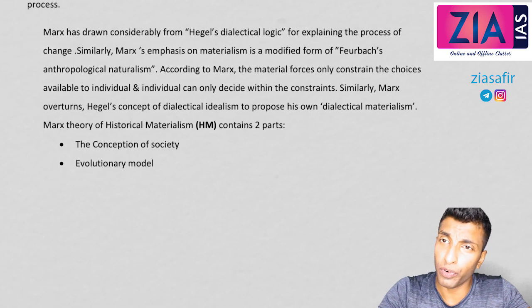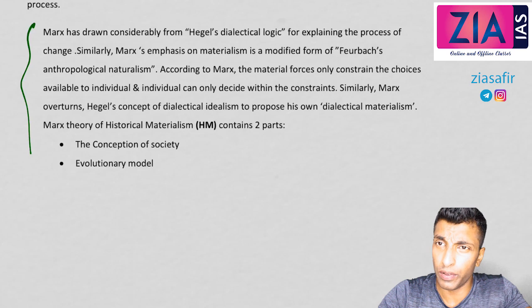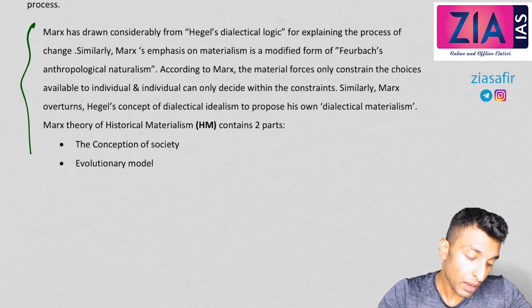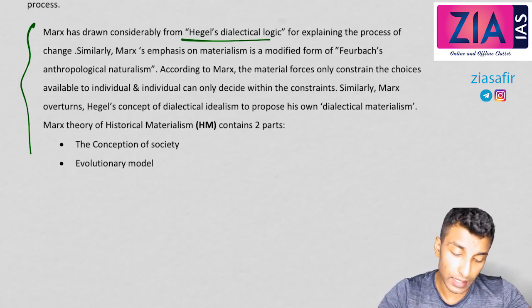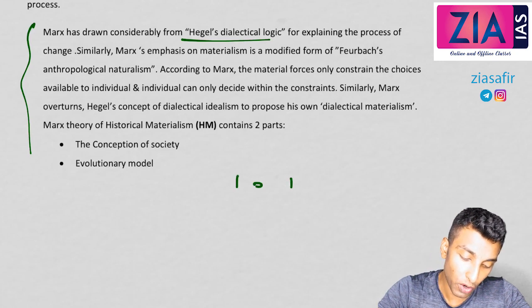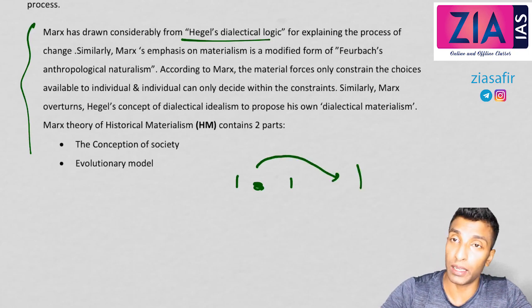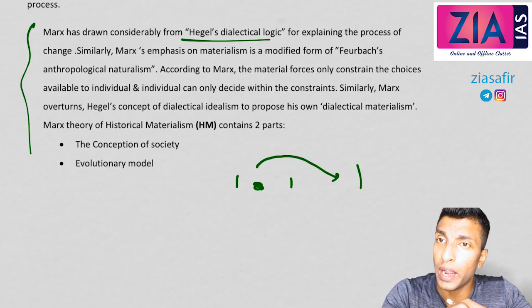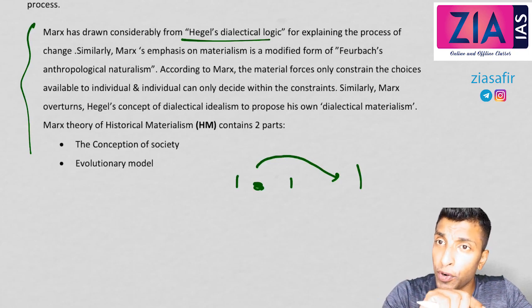Now here, I hope you won't face any problem with the first paragraph. Now we will move on to some other important areas only for your understanding. Marx has drawn considerably from Hegel's dialectic logic for explaining the process of change. See, dialectic logic is like this. For example, this is a society, and here some contradictions are there. This contradiction will result in a new society, because when a contradiction is there, some new ideas will be developed to solve it. So Hegel's concept is dialectical idealism.